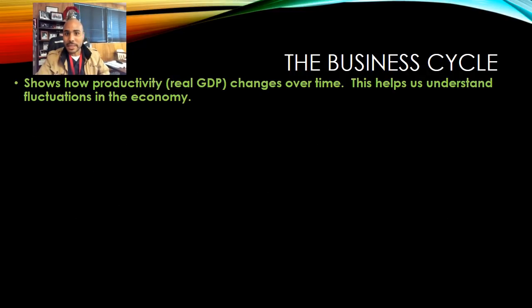All right, now the business cycle. Remember that the business cycle shows our productivity. And so the way that it does that is by showing how real GDP changes over time. So this helps us understand the fluctuations of our economy. As a matter of fact, if you just take a look at that short answer question, flip over that yellow page, it's right there on the back, you'll see that this is pretty much the answer to part C on the short answer question.